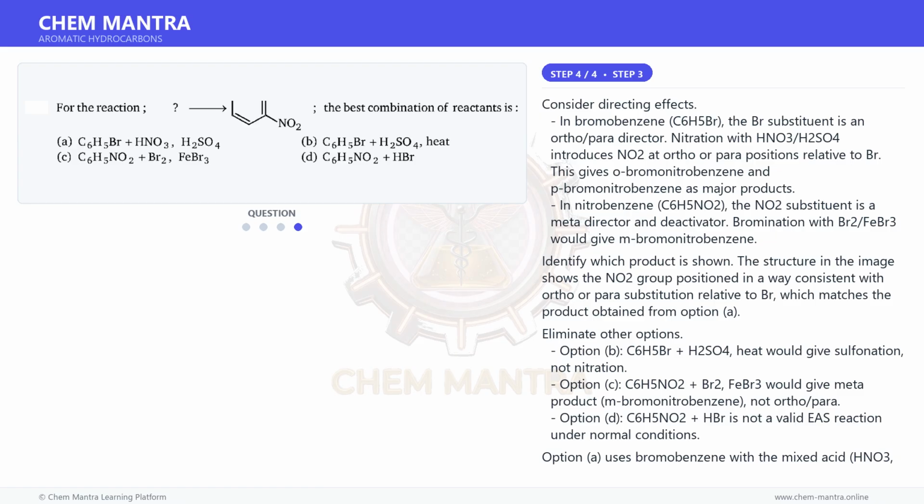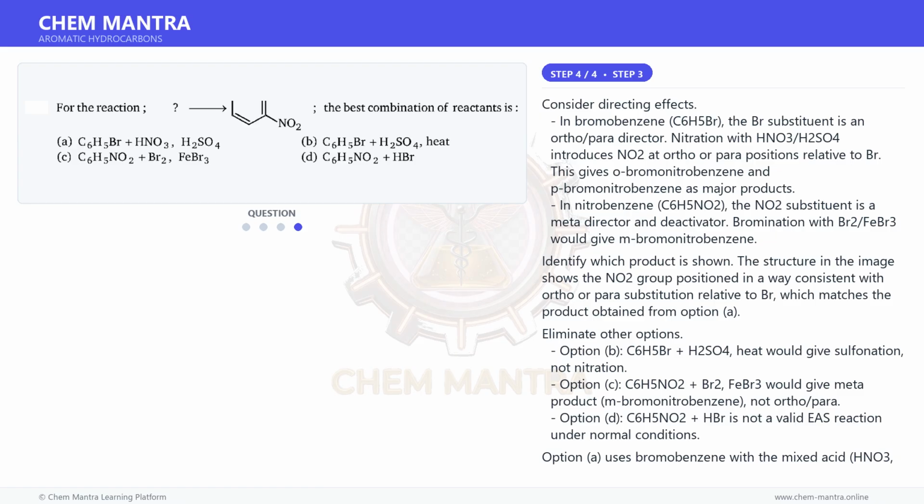Eliminate other options. Option B, C6H5Br plus H2SO4, heat would give sulfonation, not nitration. Option C, C6H5NO2 plus Br2, FeBr3 would give the meta product, m-bromonitrobenzene, not ortho-para. Option D, C6H5NO2 plus HBr is not a valid EAS reaction under normal conditions.